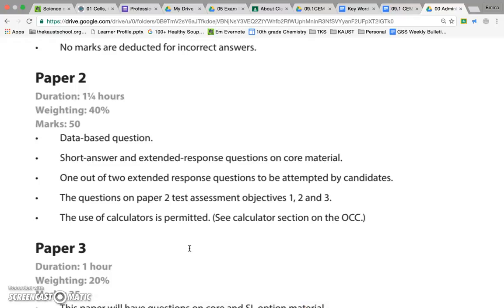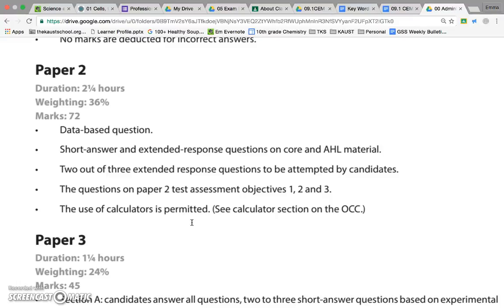You will be tested on objectives 1, 2 and 3, and you may use a calculator in this. If you are HL, paper 2 will be 2¼ hours long, 36% weighting and 72 marks. And the same format is true. You'll have a database question, short answer and extended response, and then you will have to do 2 out of 3 extended response questions. And the same is true that it will be tested on objectives 1, 2 and 3, and you are able to use a calculator.